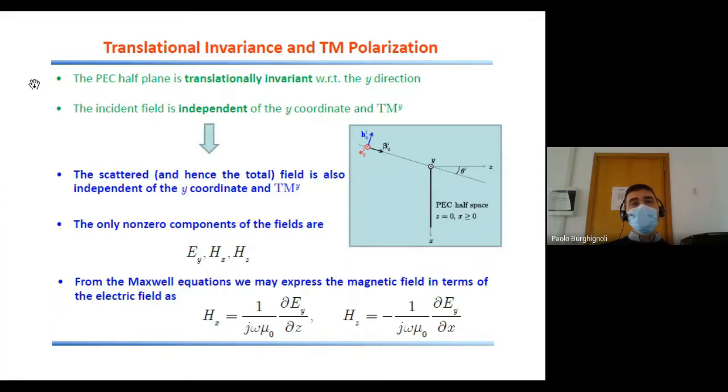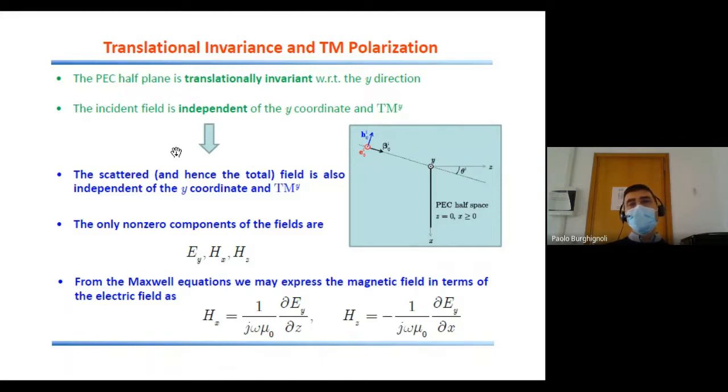Now note that this kind of configuration is translationally invariant with respect to the y direction. And furthermore, the incident field is also independent of the y coordinate. And furthermore, it is TM polarized, since the magnetic field is orthogonal to the y plane, whereas the electric field has only the y component.